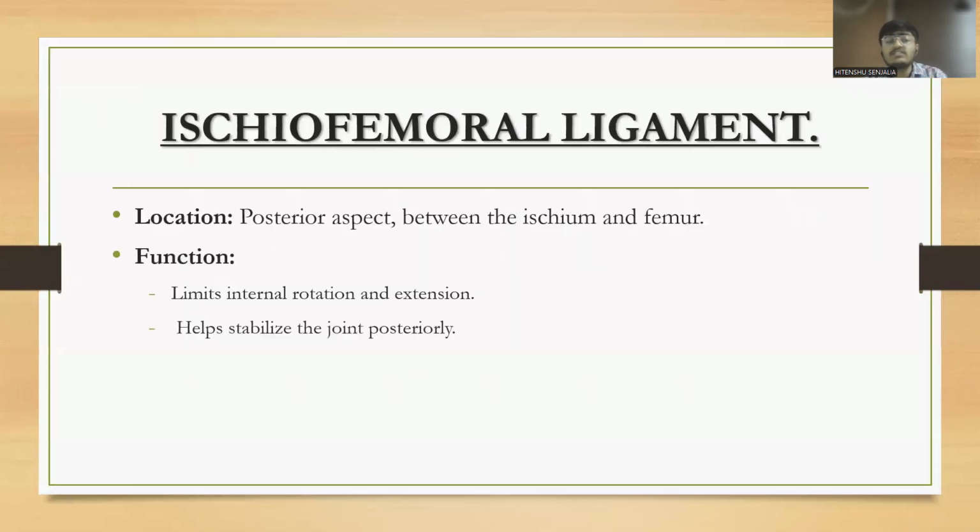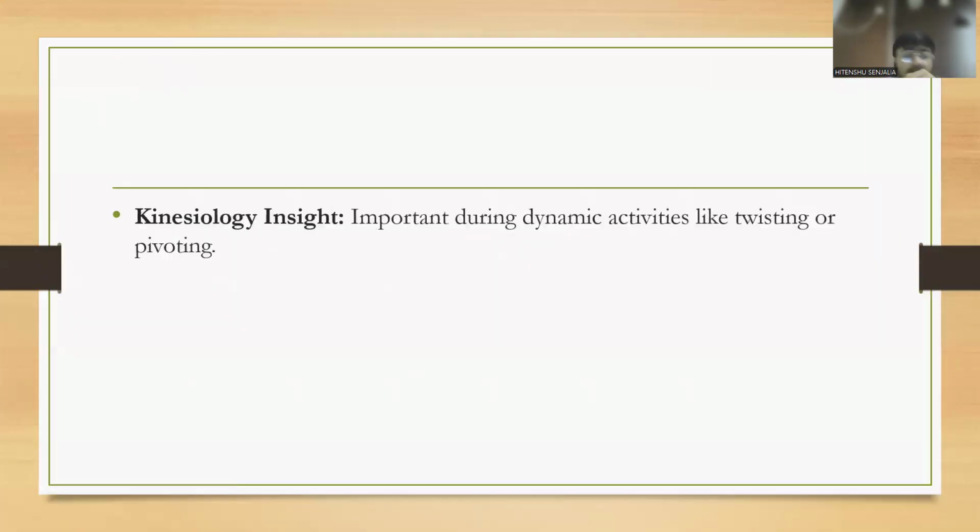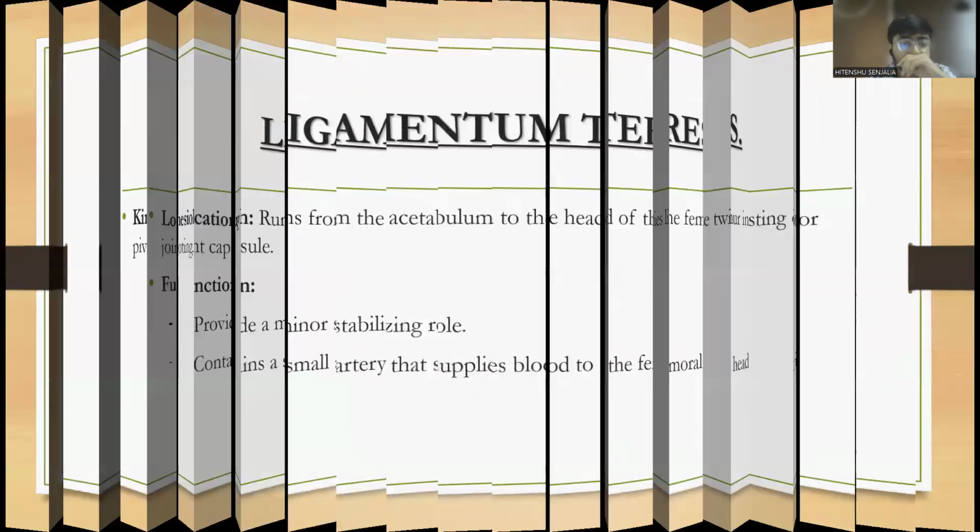The third one is the ischiofemoral ligament. The location of the ligament is the posterior aspect, between the ischium and the femur. The function of this is to limit internal rotation and extension of the limb, and it also helps to stabilize the joint posteriorly, meaning at the backward side. The kinesiology insight is that it is important during dynamic activities like twisting or pivoting.